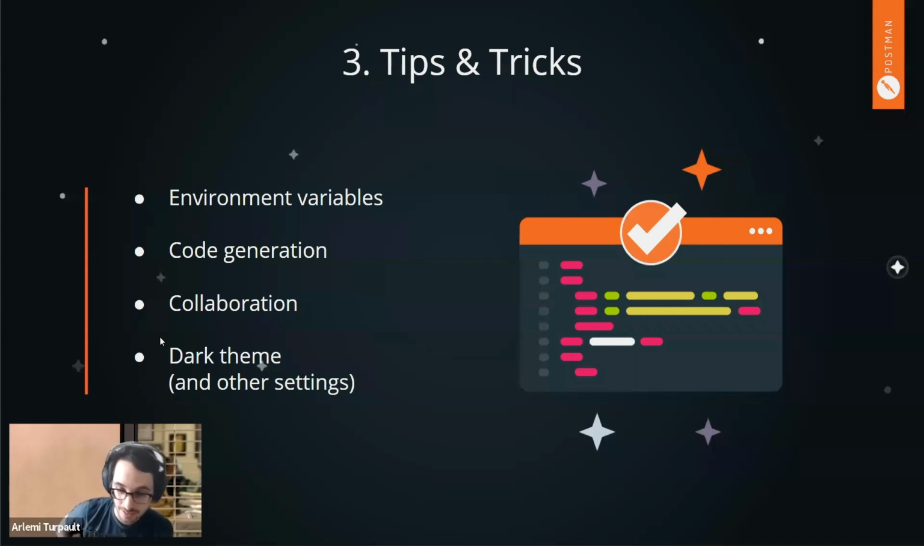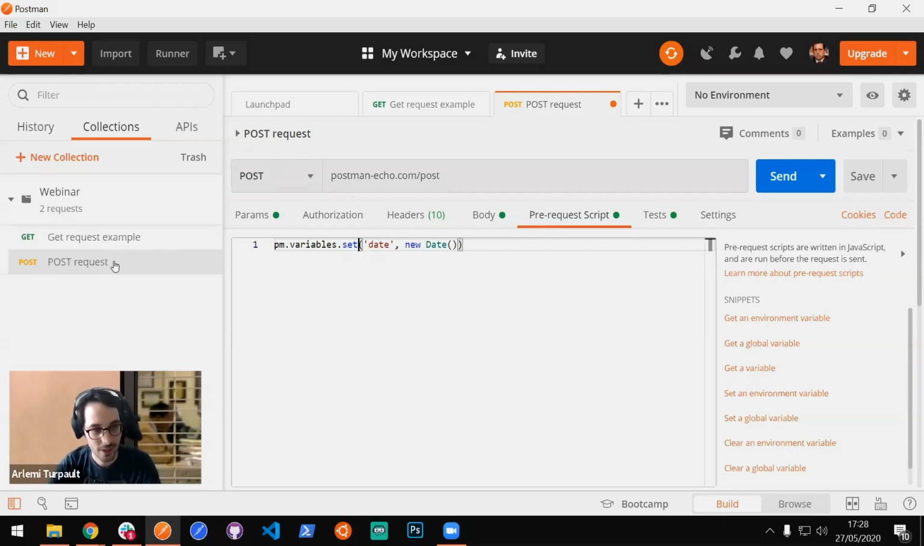Now, next, tips and tricks. As I was telling you, there's a lot of people using Postman, and they all come with creative ways to use Postman. And we come up with functionalities that help them use Postman. And we hope that they will be able to help you as well. There's 4 things I'm going to go through: environment variables, code generation, collaboration, and settings, including dark theme, because we like dark theme.